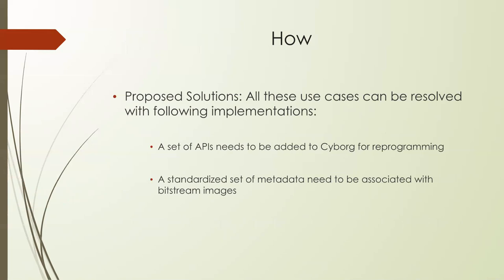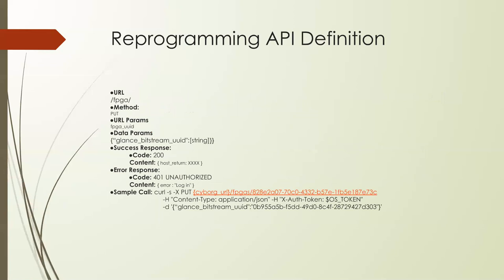We have proposed two things. First is a set of APIs to add to Cyborg for the reprogramming. Second is a standardized set of metadata added to the bitstream images. We will probably focus on the second one next. Let me move on to this one. This is a REST API showing what it looks like when you want to reprogram the FPGA.